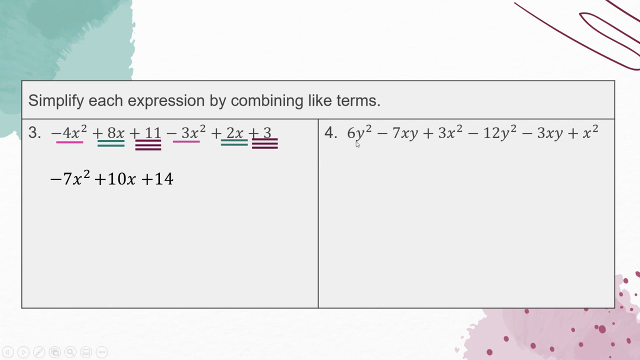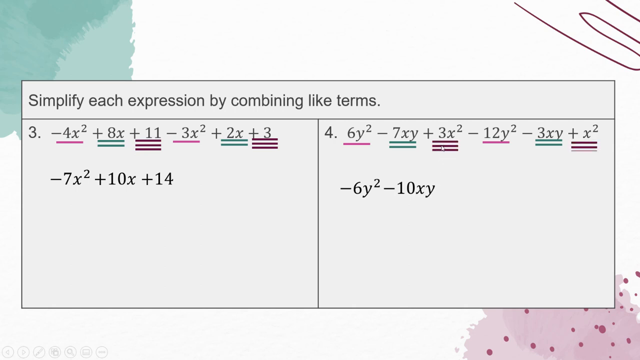For number 4, we have 6y squared minus 7xy plus 3x squared minus 12y squared minus 3xy plus x squared. So we have 6y squared and minus 12y squared. Those are like terms, same variable, same exponent. Adding the coefficients, 6 plus negative 12 gives us negative 6y squared. We keep the variable part exactly the same. Next, we've got negative 7xy minus 3xy. Those combine to give us negative 10xy.